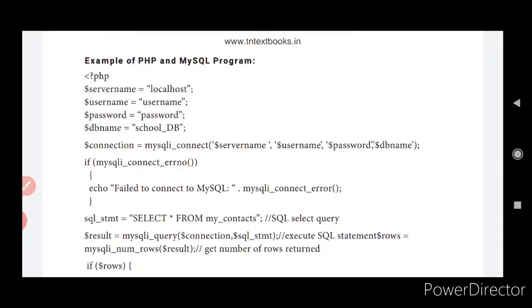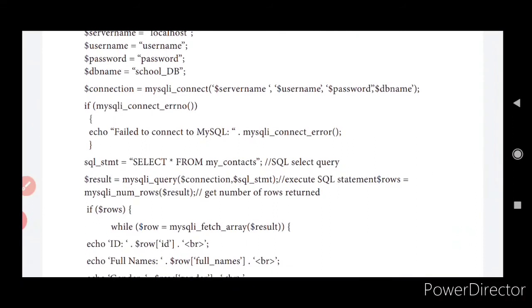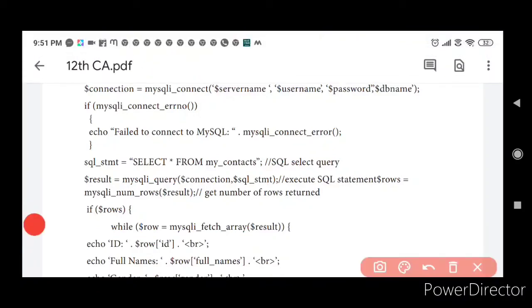After that, we will check whether there is an error. In case there is an error, it has to send a message that it has failed to connect. Then we write the queries, isn't it? The select statement is equal to select star from my table. I'm just writing a query for that. Whatever I am collecting, I'll put it in the result. mysqli_query with connection and statement. This is for executing your SQL statements.